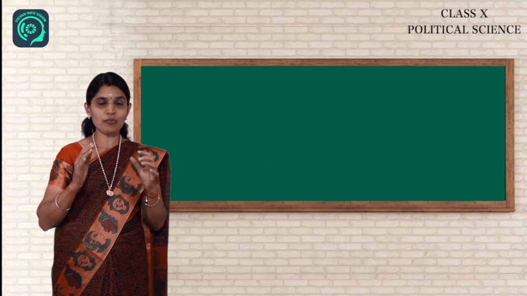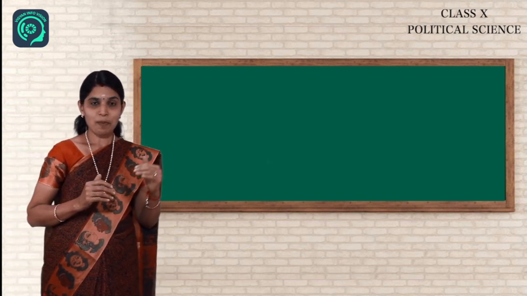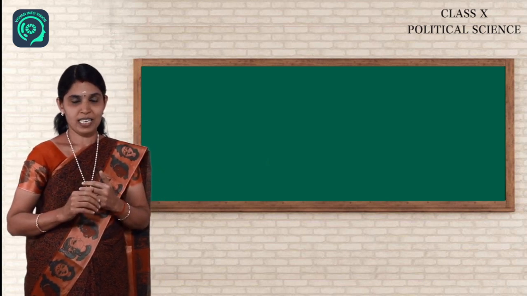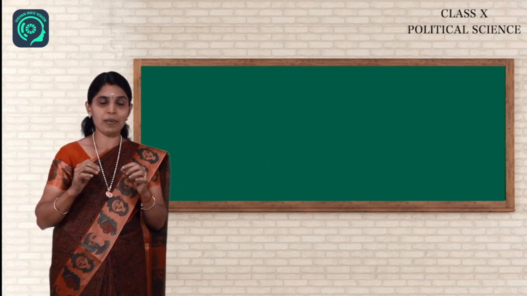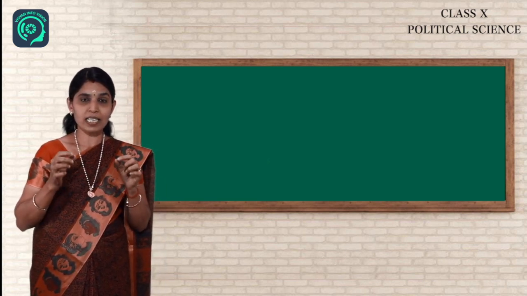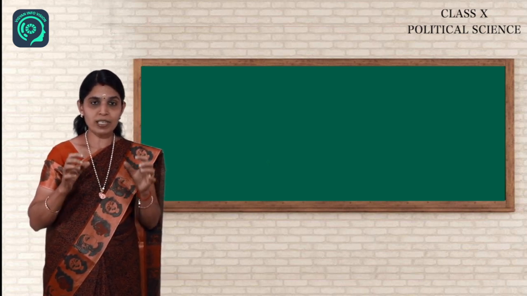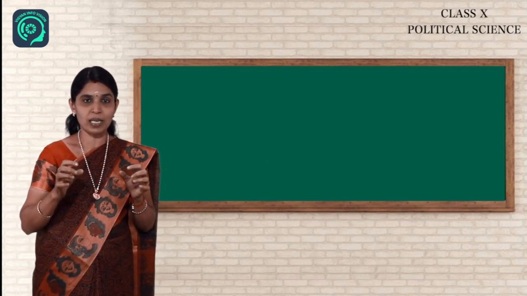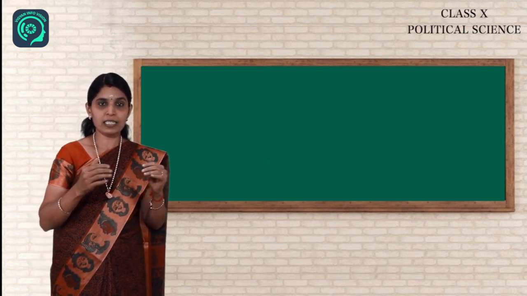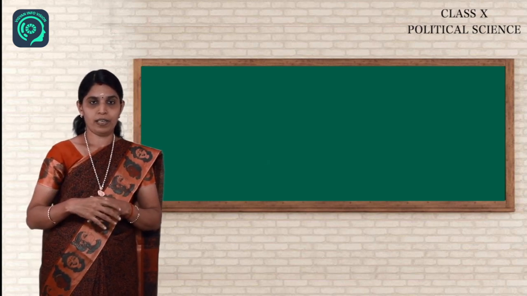There are 4 forms of power sharing in modern democracies. First, power sharing among different organs of the government. Second one, power sharing among different levels of the government. Third one, power sharing among different social groups. Fourth one is power sharing among different political parties, pressure groups and movements. We can discuss these different forms of power sharing in detail.